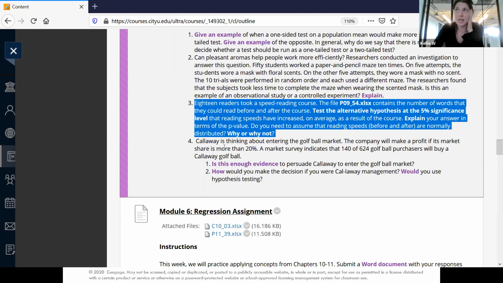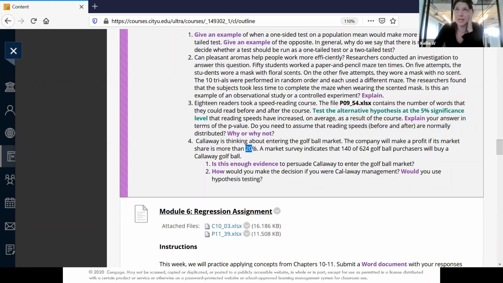So this language is indicating a proportion. If we keep reading, it's saying 140 out of 624 will buy a golf ball. So we're looking at a proportion of the population and whether or not they will buy a golf ball. They're saying this proportion needs to be greater than 20% in order for them to make a profit.